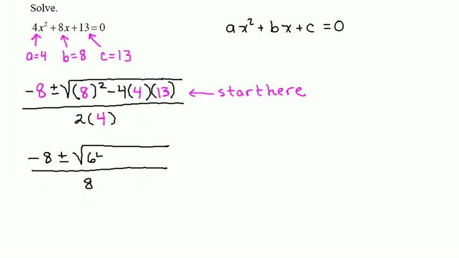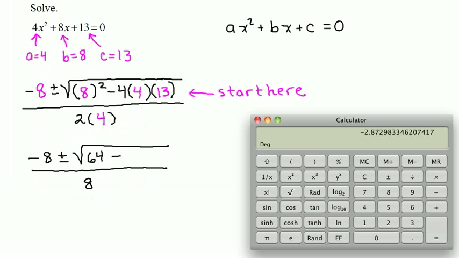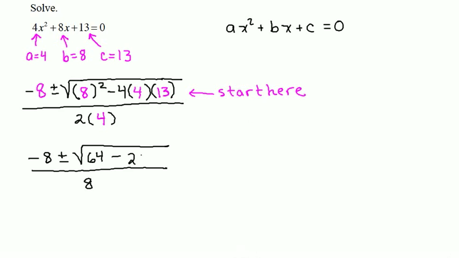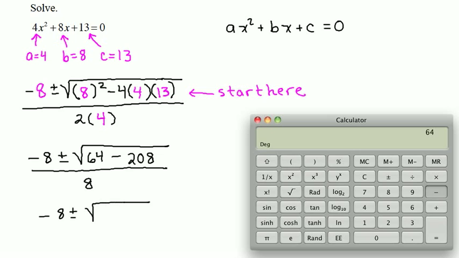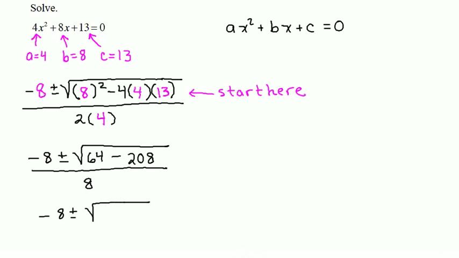Eight squared is 64. For my 4ac term, I have 16 times 13, for which maybe I'll bring up my calculator to get 208. 64 minus 208 gives us negative 144 inside the radical. Now 144 is a perfect square, but because it's negative, we know that we're going to get imaginary solutions.